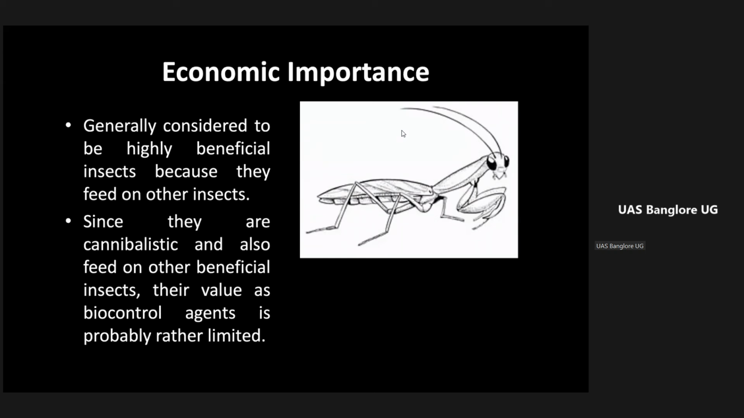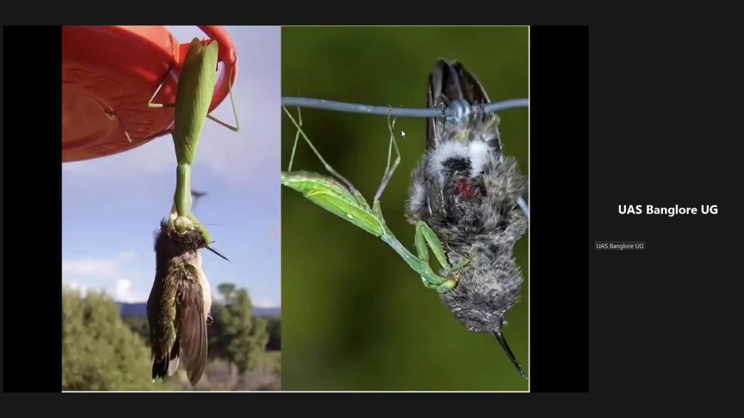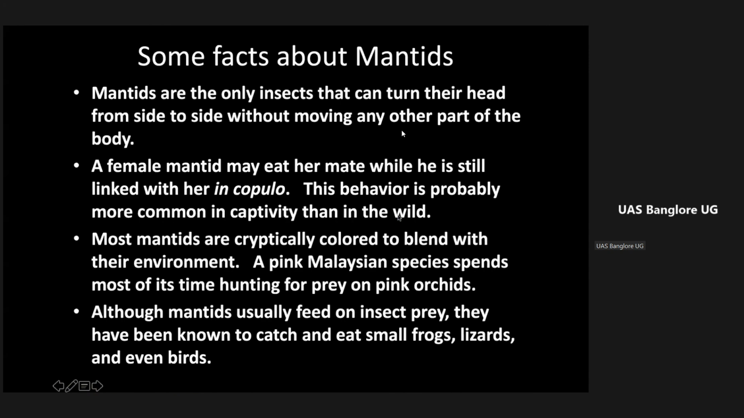So they eat away other insects. Any insects which come into their way, they eat. And they are also cannibalistic, so they eat their own species. If you put two mantises together, one will survive and the other will be gone. I think they can also eat large birds. If you look at this, this is a sunbird. They are capable of eating very large birds.